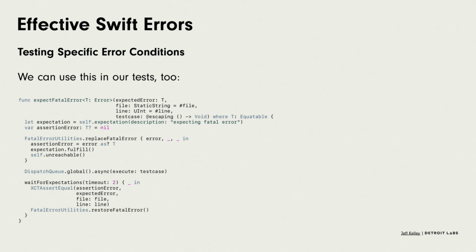So this method here, it takes a specific type of error for expect fatal error and builds an expectation like before, but then at the end here, it's going to call XCTAssertEqual on those two errors. So now we make sure the thing that we got passed into fatal error is the right thing, and then we can totally reason about the behavior of our app, even through things that would cause it to crash.